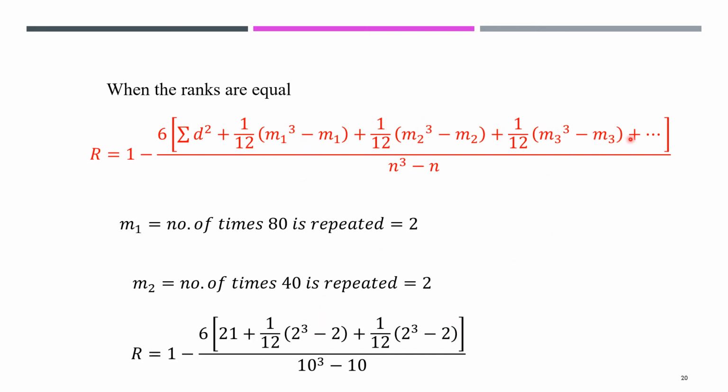Okay, this can be extended depending upon how many ranks are repeated. You have to calculate all the values in x and y together. Suppose we have 1 in x and 1 in y, then m1 will be for x and m2 will be for y. We have to calculate how many numbers are repeated in both x and y.